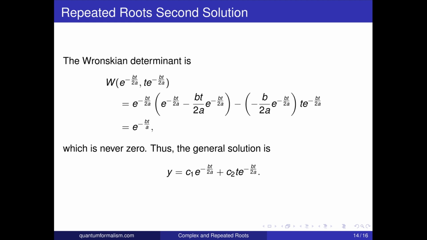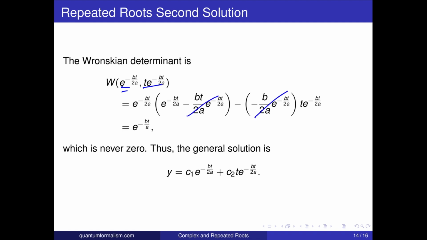So first we take the derivative of this, which is when we use the product rule. So it'll be e to the minus bt over 2a minus bt over 2a times e to the minus bt over 2a. So the first term is doing the derivative of t, the second term is doing the derivative of the exponential function. The second term in the Wronskian, we're just doing the derivative of the original function, so then we just get the minus b over 2a popping out. And once again, we see where we get some nice cancellation here.